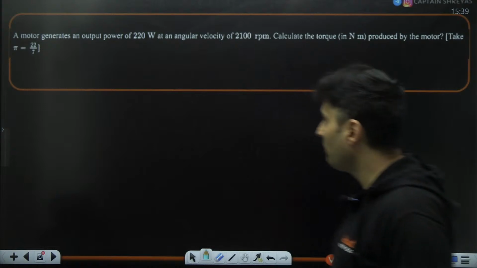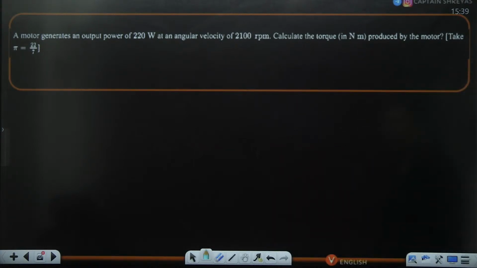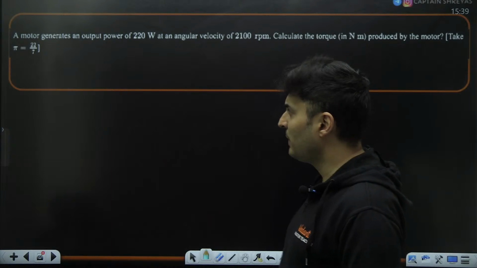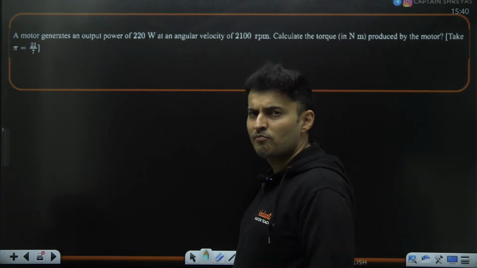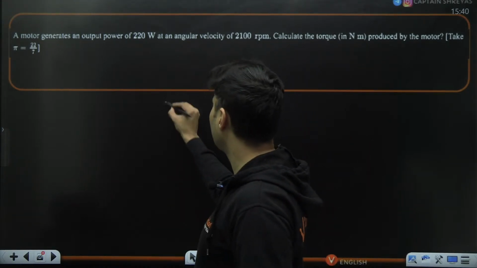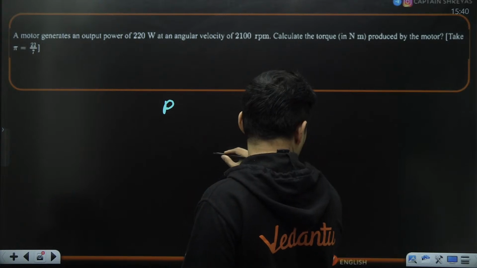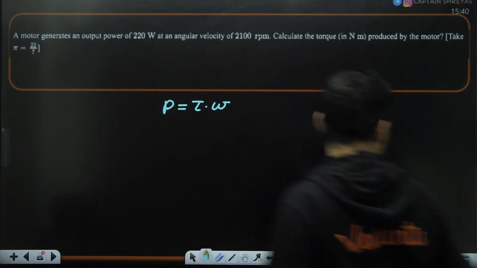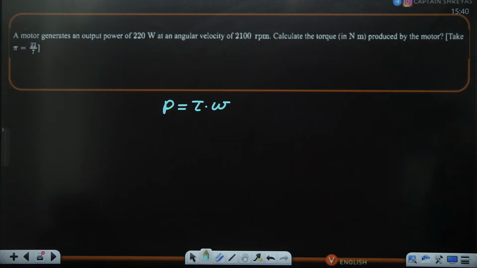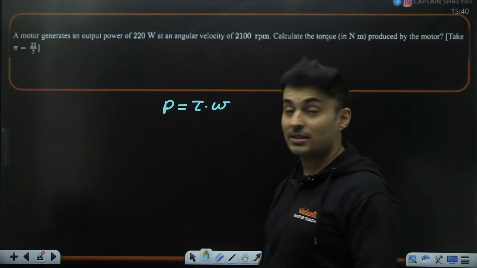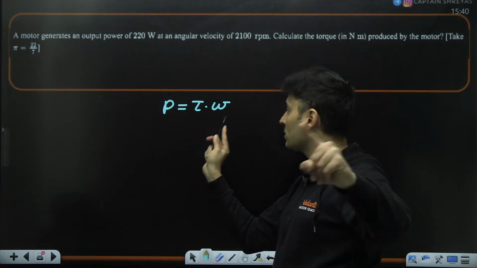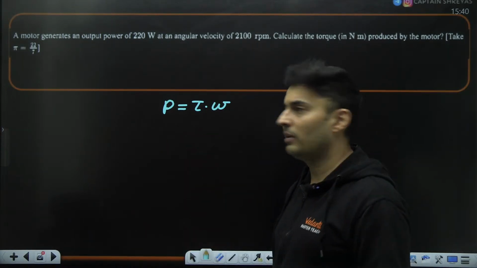A motor generates a power of 220 watts, angular velocity this much RPM. Calculate the torque produced by the motor, take pi as 22 by 7. Power, torque, angular speed, I mean direct, guys. Power is equal to torque into angular velocity, just like power is force into velocity. So in rotation, torque is equivalent of force, and angular velocity is equivalent of velocity.